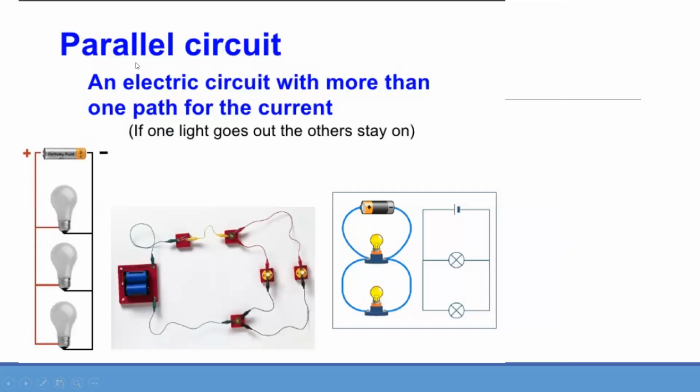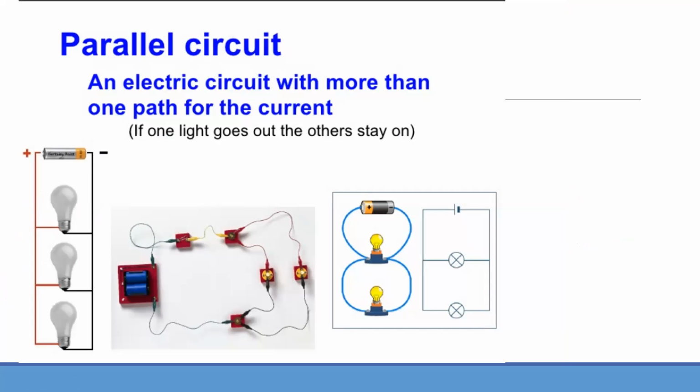Let's now start with the parallel. The parallel is an electric circuit with more than one path for the current. So as you see here, we have three lamps. They are connected in parallel. They are not connected in a sequence in the same line, but in different lines. These lines are parallel to each other.